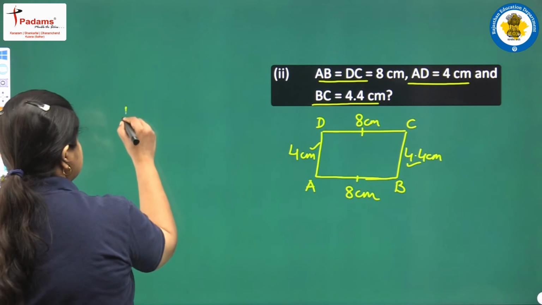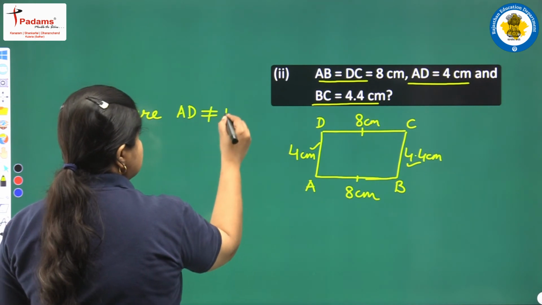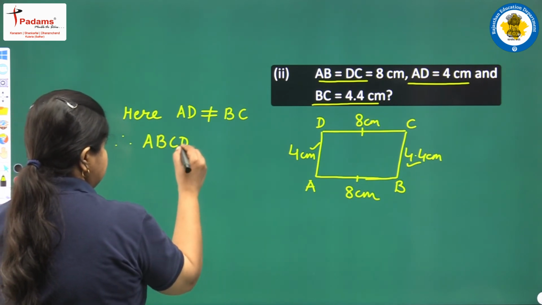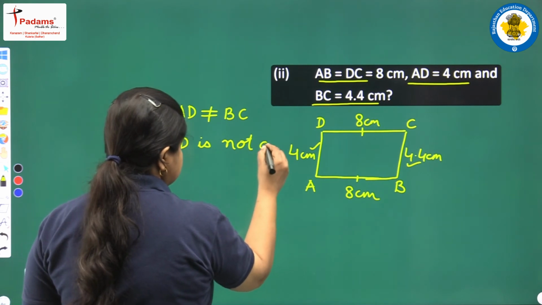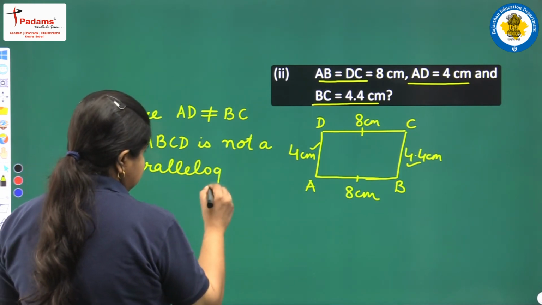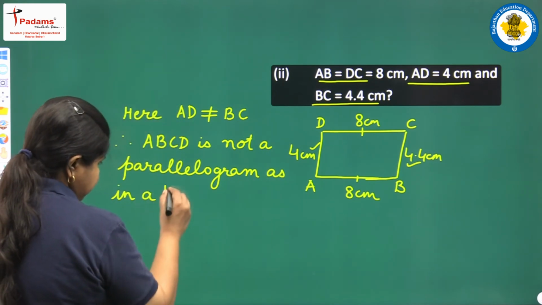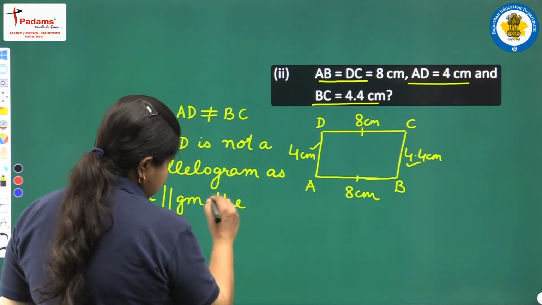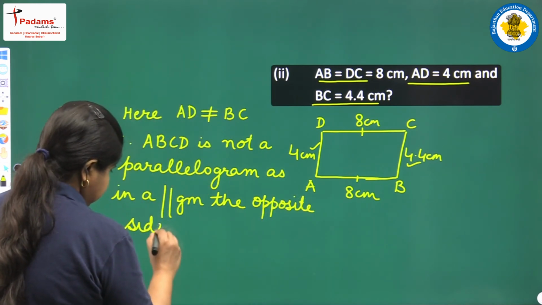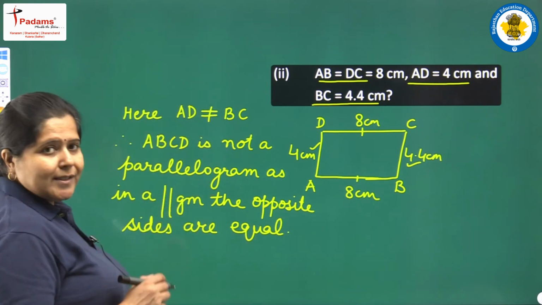We can say here AD is not equal to BC. Therefore, ABCD is not a parallelogram, as in a parallelogram the opposite sides are equal. So, it is not a parallelogram.